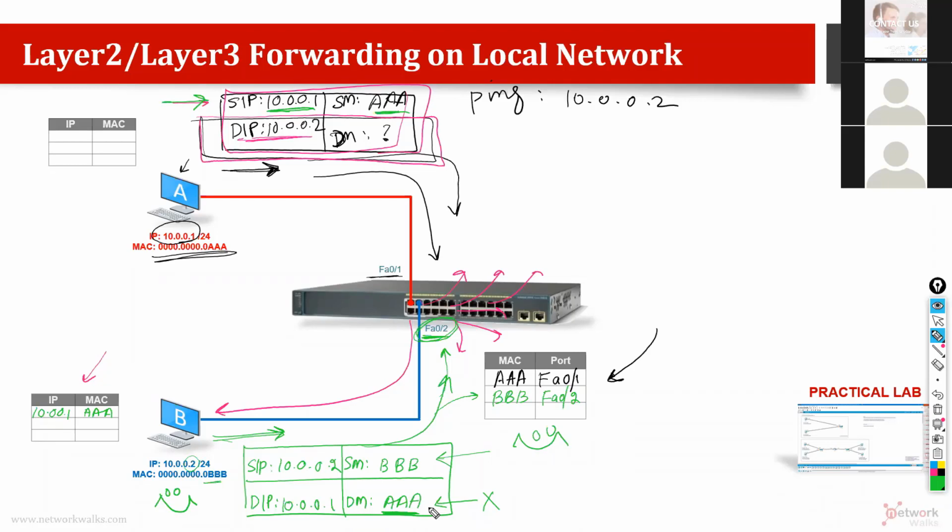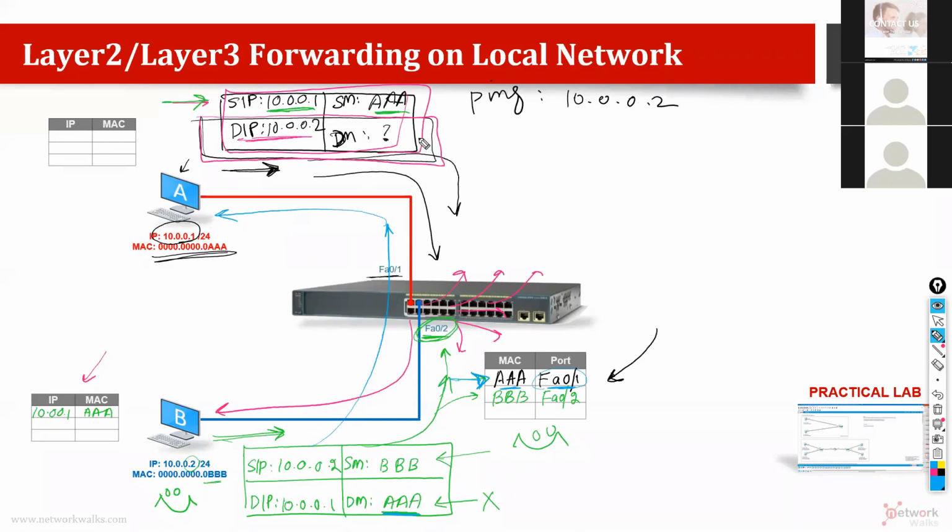Now we already know from this previous entry. Let me change the color. So from this entry, we already know that AAA is connected on FA0/1. So no need to do the broadcast to so many people. Just send it to FA0/1. Why? Because we know that the destination is AAA. So why send to everyone? The switch will just forward this frame to here, and this frame will reach here.